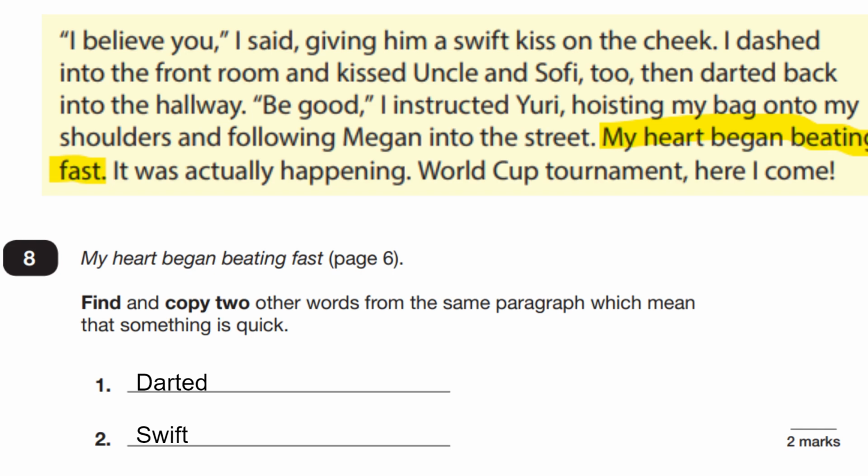Oh, but actually, there is another one. There are actually three answers for this that you could give, but you only need to get two, which are darted, dashed, and swift. Stick with the ones you know. For example, this word hoisting: I instructed Yuri, hoisting. If you didn't know what hoisting was, that could maybe be a word for quick, but there's a more obvious answer. Go for the obvious answer of dashed or darted. Hoisting just means to lift up, by the way. So darted, swift, or dashed. You only have to get two. Only write two in your boxes for two marks.